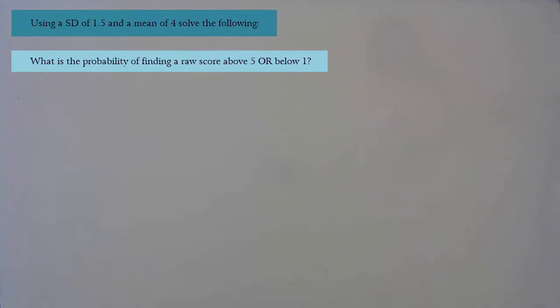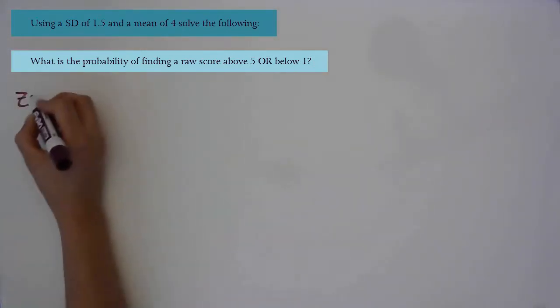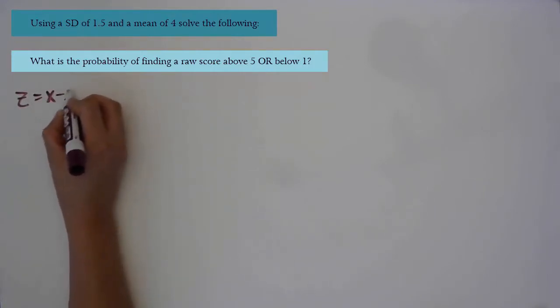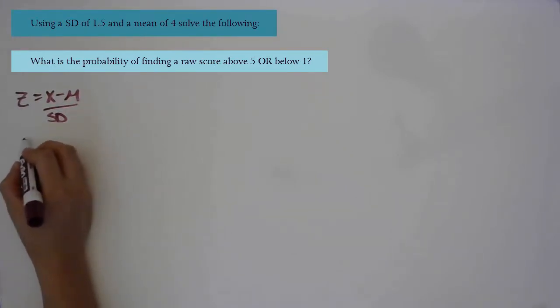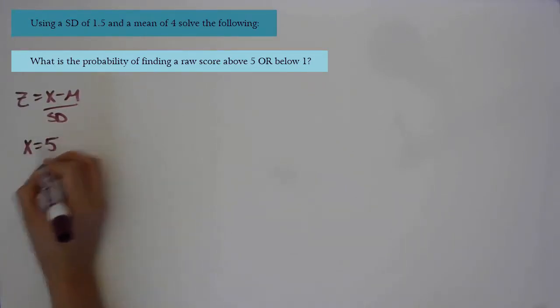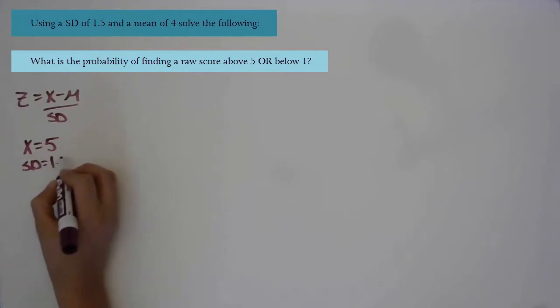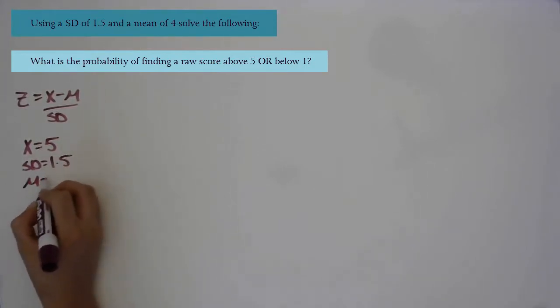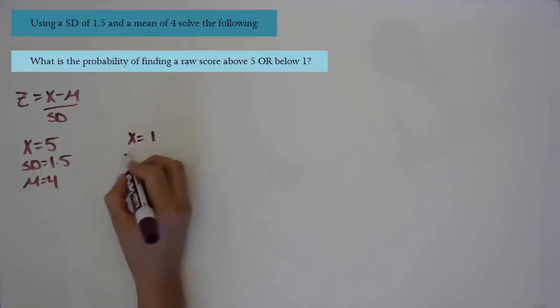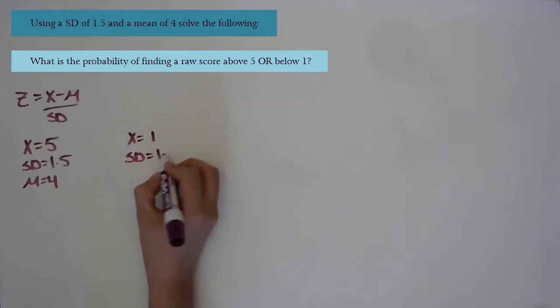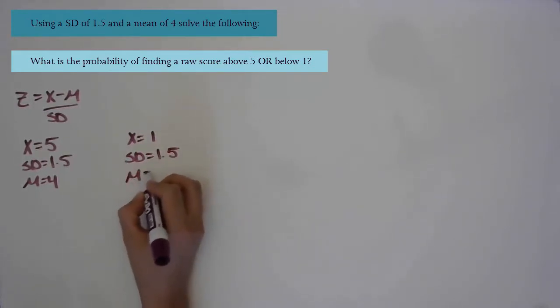Okay, last example. What is the probability of finding a raw score above a 5 or below a 1? Okay, so first step, let's go ahead and find those z-scores. Okay, and we're going to have to do this twice. So for our first one, our raw score is 5. Standard deviation is 1.5. Mean is 4. Okay, and then for our second one, our raw score is 1. Standard deviation is 1.5. Mean is 4.